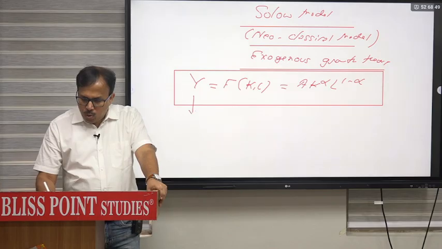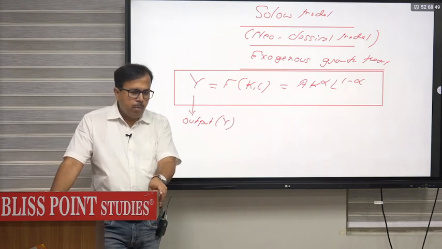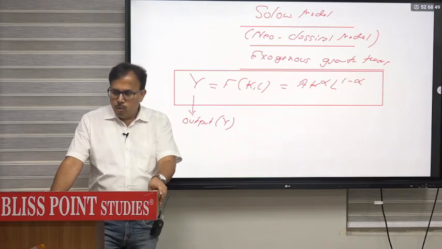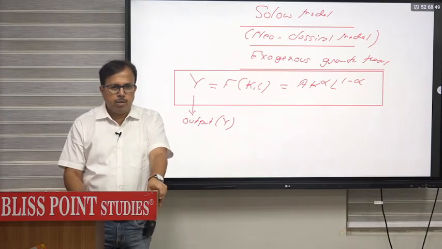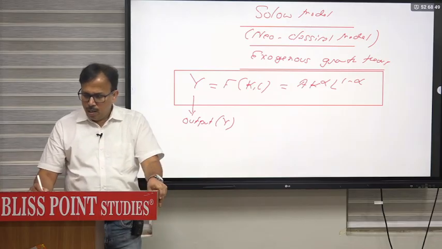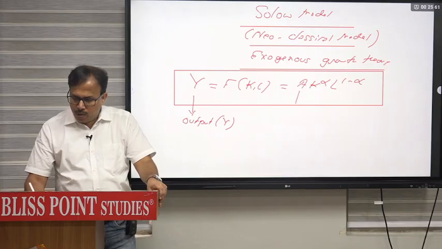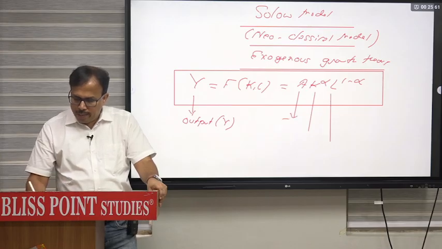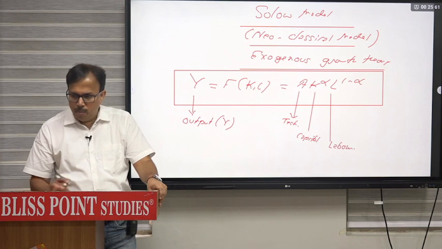So you can write this, Y refers to output. Output can be denoted by Y. You can call it output or you can call it GDP, like Gross Domestic Product. So you can call it aggregate output or GDP. So that aggregate output depends upon 3 things: technology, capital stock and labor force. It depends upon technology, it depends upon capital and it depends upon labor.